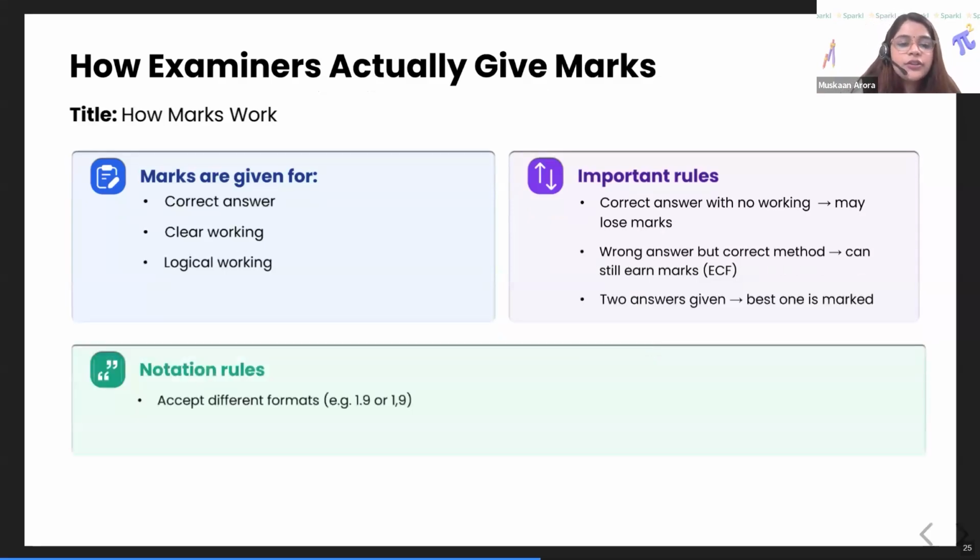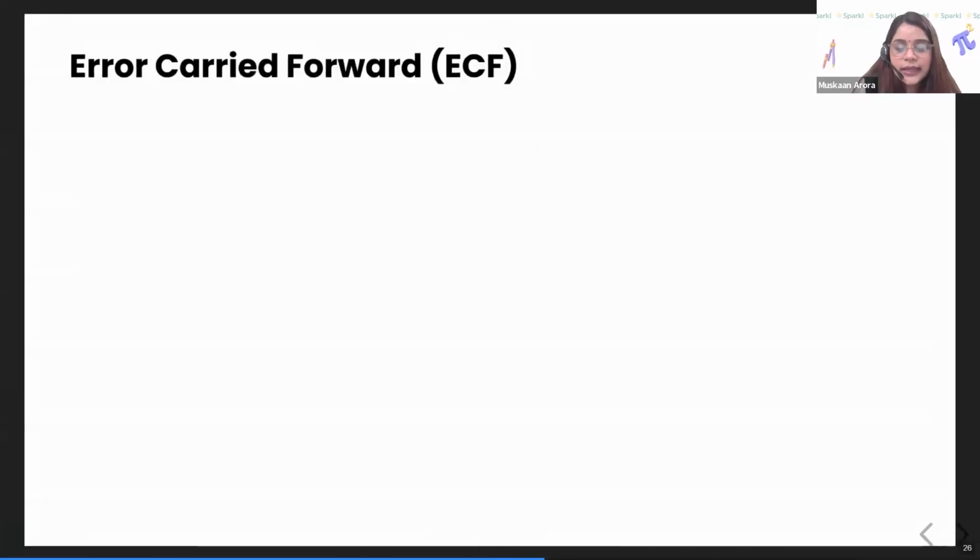Okay. The notation rules. 1.9 is equivalent to 1 comma 9. So we don't need to think too much about the notation because ours is a global exam, right? So different notations are used as long as we don't use those three that we discussed on the previous slides. Then with incorrect notation you can lose marks, of course. If it is totally incorrect according to the context and requirement of the question, you will lose marks on criteria C.